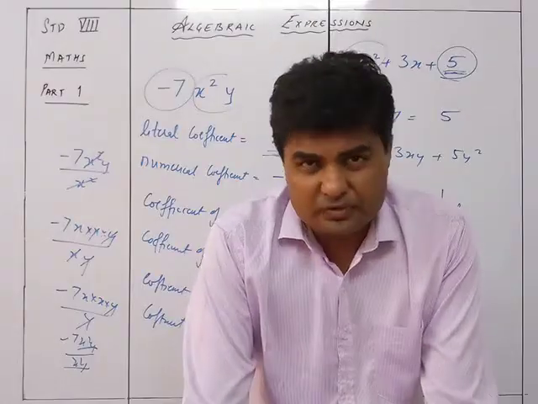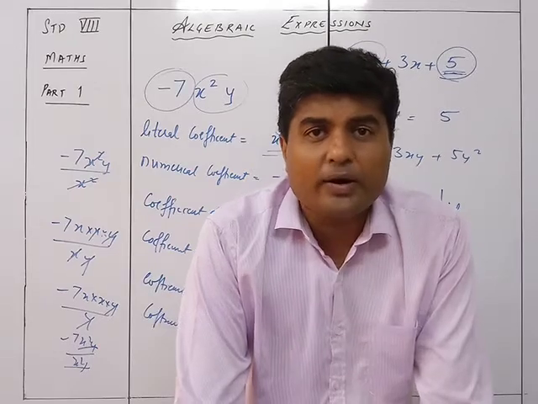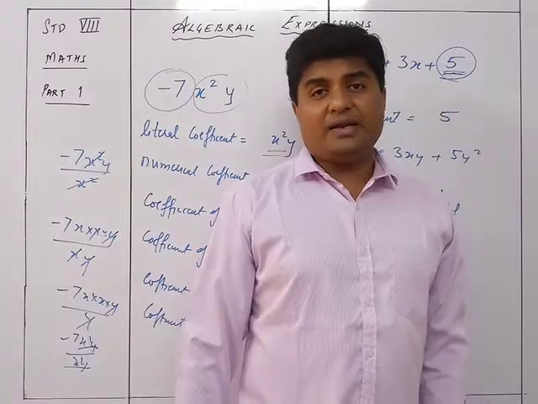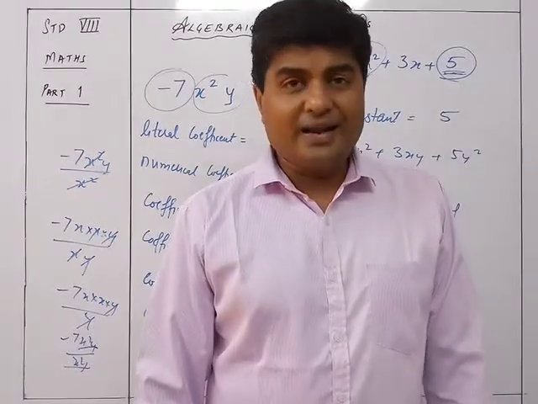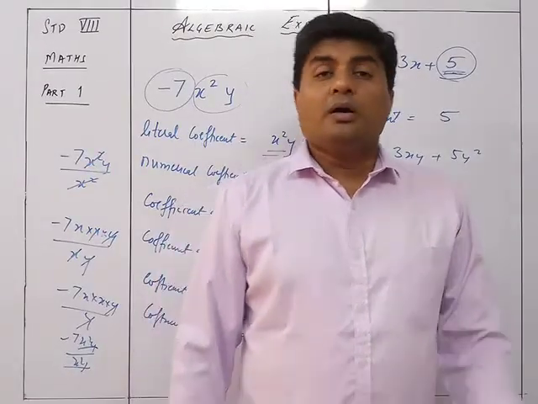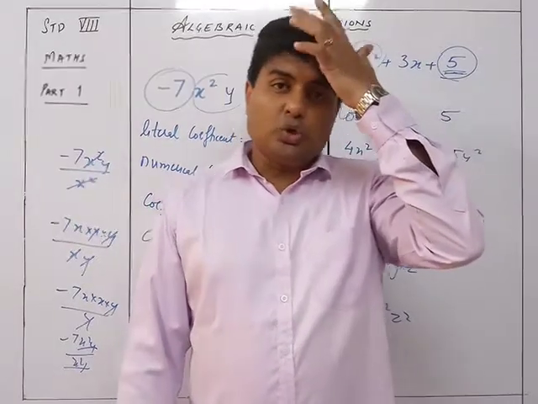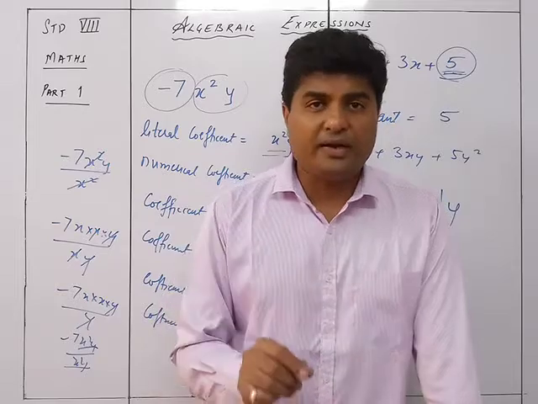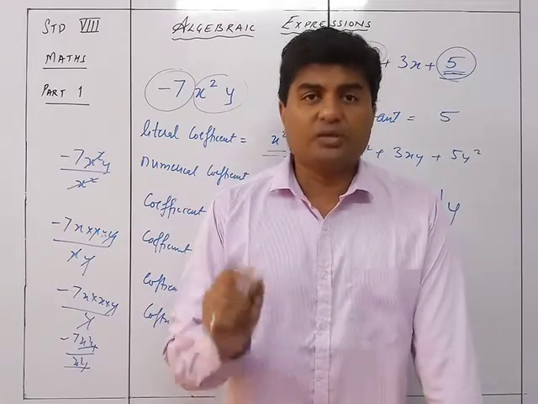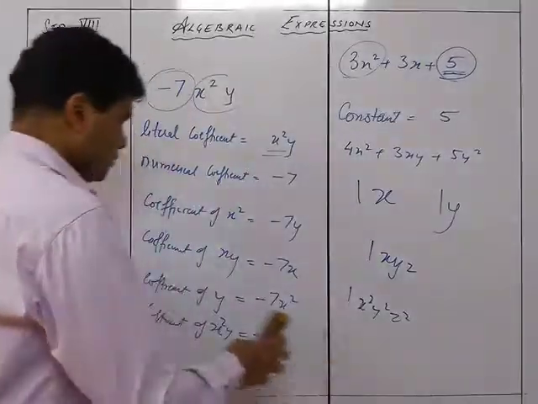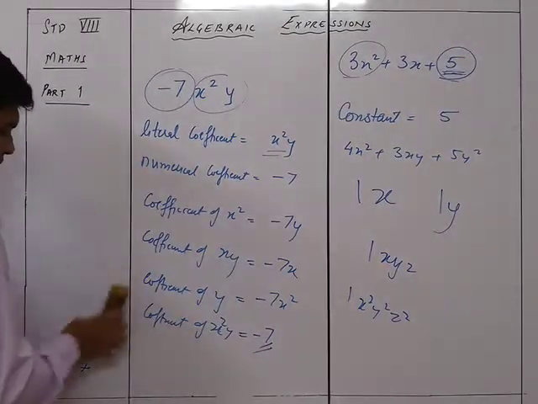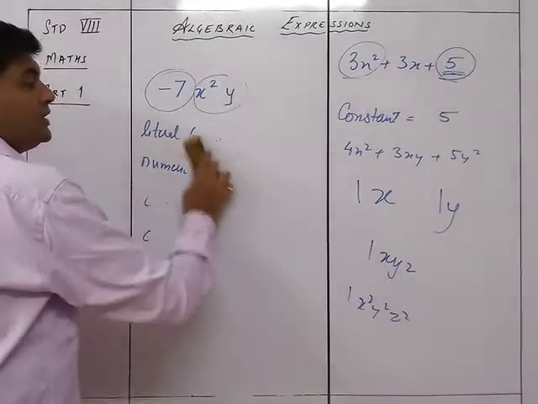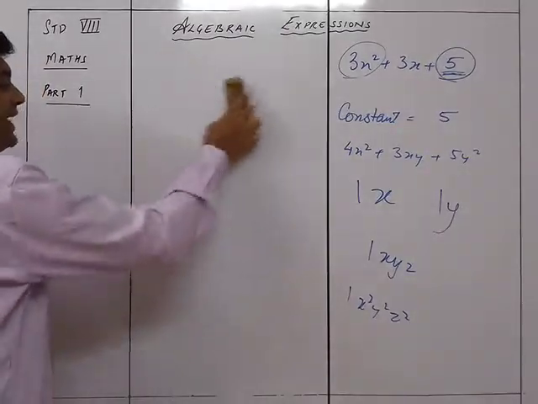And these coefficients are going to be very important for us to identify which are the like terms and which are the unlike terms. Like terms are those which have the same variables in the same quantity in both the terms. So if there are two terms and both have the same variables, then both terms are said to be like terms.